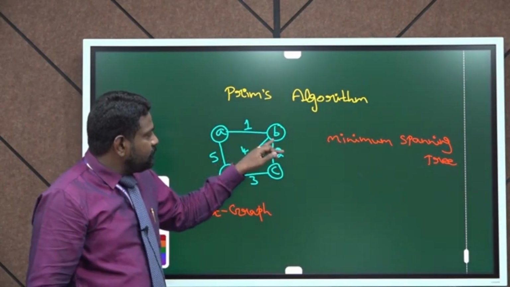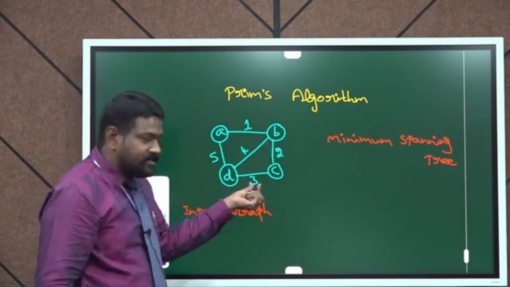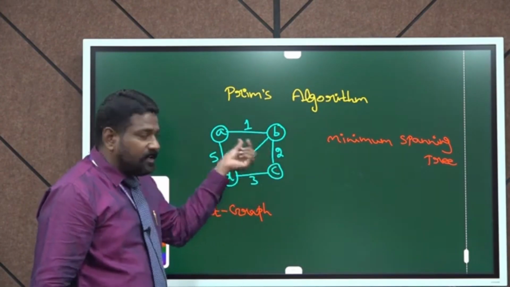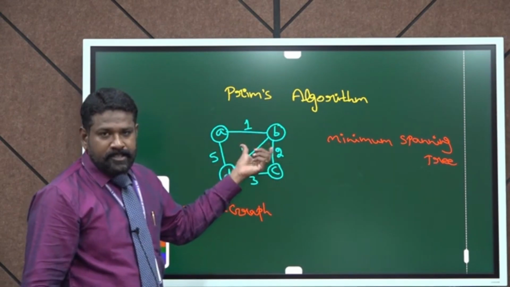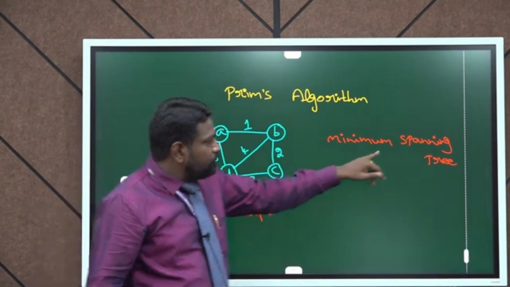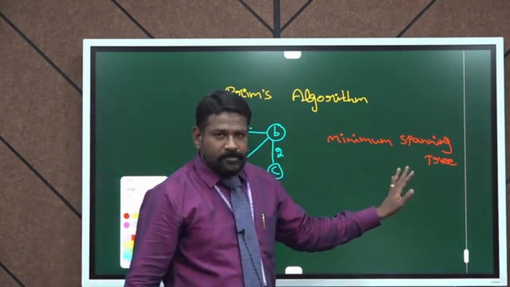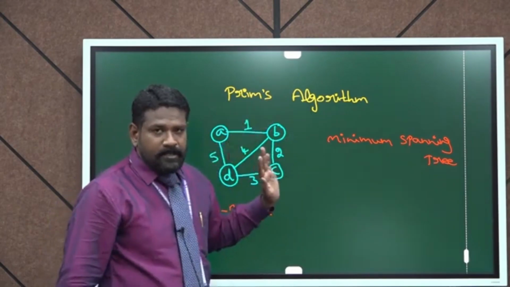Here the graph is, you can see, a weighted, connected, undirected graph. Weighted means edges are having weight values. Connected, yes, all the vertices are connected. And undirected graph, there is no direction on the edges between two vertices. So it is a weighted, connected, undirected graph. For this graph we have to find out the minimum spanning tree. So that is the problem we are going to discuss today. For that we are going to use Prim's algorithm.